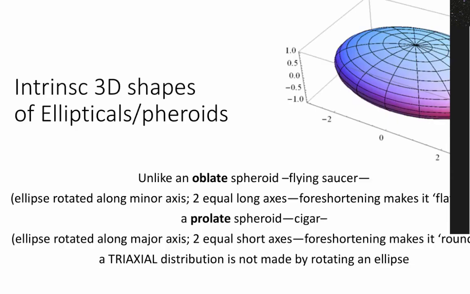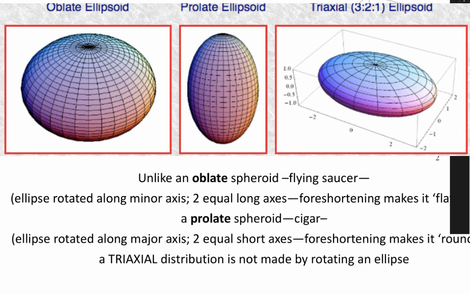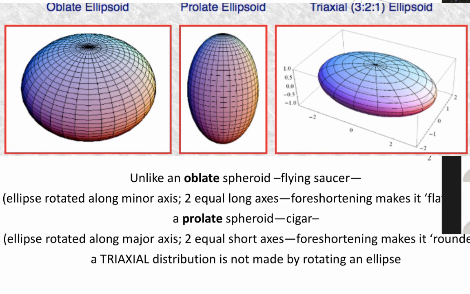See that purple thing there? That's a reasonable projection of a line of constant density of stars, and you'll notice that it's quite flat. So this looks a bit like an oblate spheroid, but it's not. If I rotated it around the minor axis, I got a flying saucer with 2 long axes, 1 short axis. But I could have rotated my ellipse around the long axis. That would be called a prolate spheroid, which has not the shape of a flying saucer, but the shape of a cigar. It has 2 short axes, which are identical because it's been rotated, and 1 long axis.